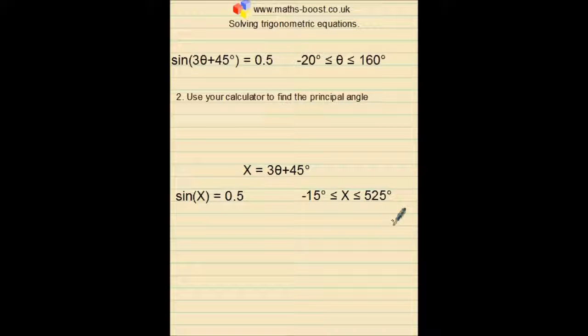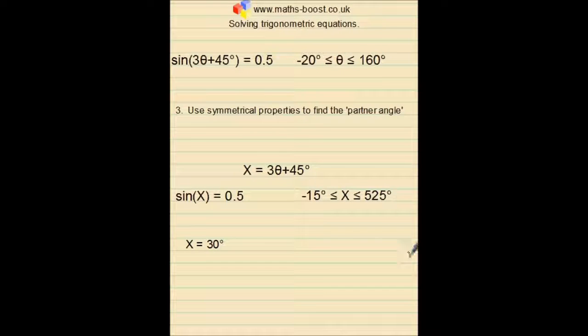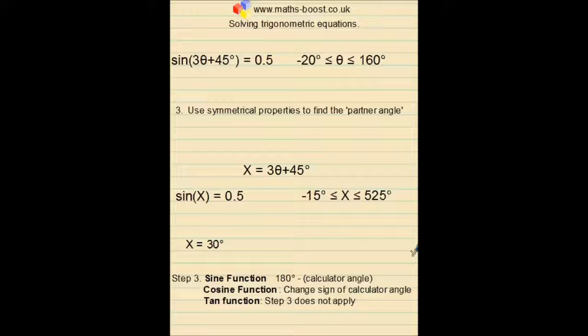Step 2 is just what you're used to. Use your calculator to solve this simple equation and find the principal angle. Step 3 is to find the partner angle using symmetrical properties of the trigonometric function being used. Now in the case of sine, this is 180 degrees minus the calculator angle.